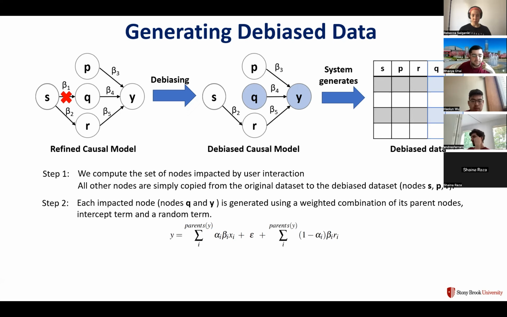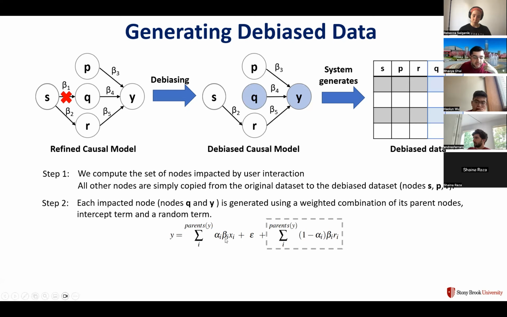So here we modeled each node as a function of its parent nodes, right? A linear function of parent nodes. So what we do here is we propose this new term in the equation that adds randomness, or more fairness, to the whole data generating mechanism. And this alpha here represents the degree of change that the user has made. So if, let's say, a user removes an edge altogether, then this alpha will become 0.